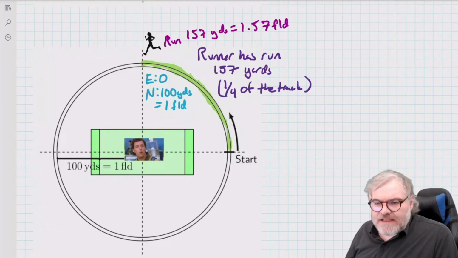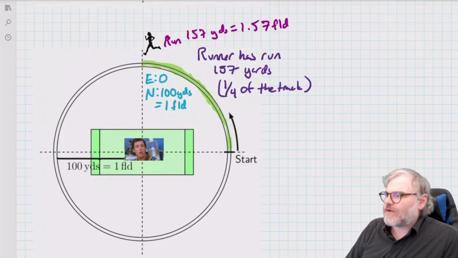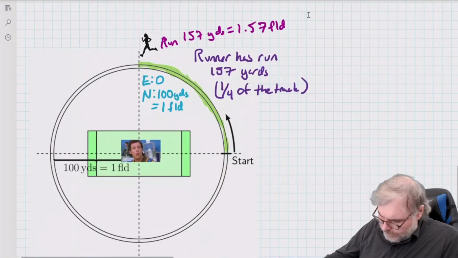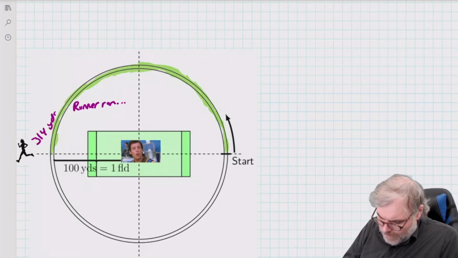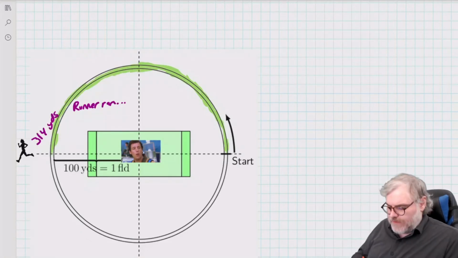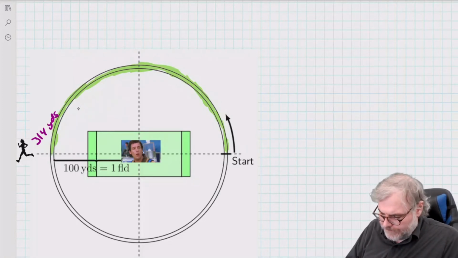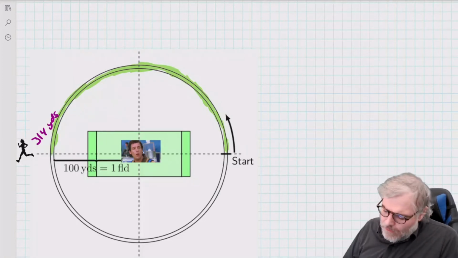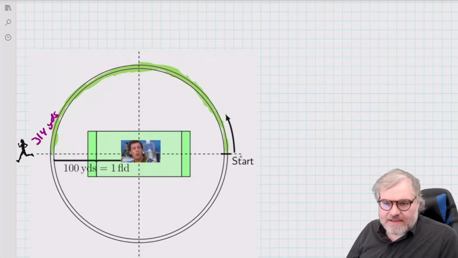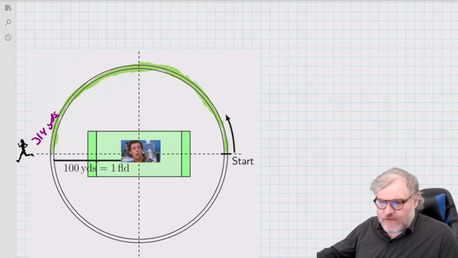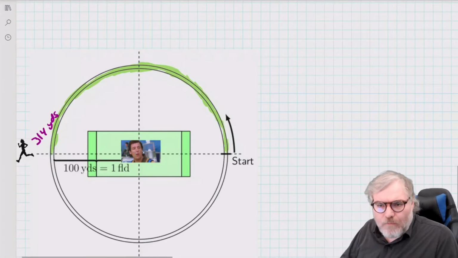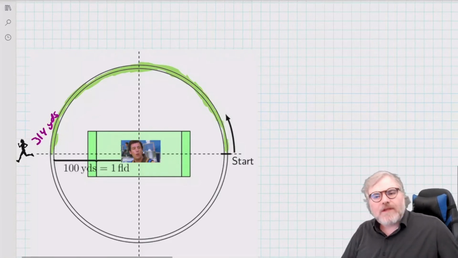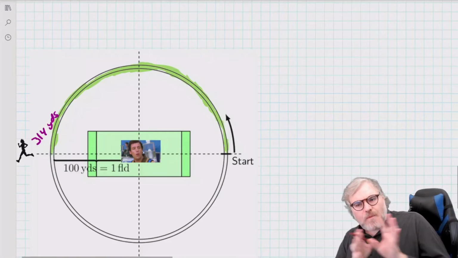Okay. Well, let's suppose that the runner now runs half the circle. So the runner has run 314 yards. Okay. Now, the water boy, again, he runs east. The water boy goes east first and then goes north. Well, here, the water boy isn't going to run any east, correct? He's going to run west. Well, he's going to run 100 yards west.